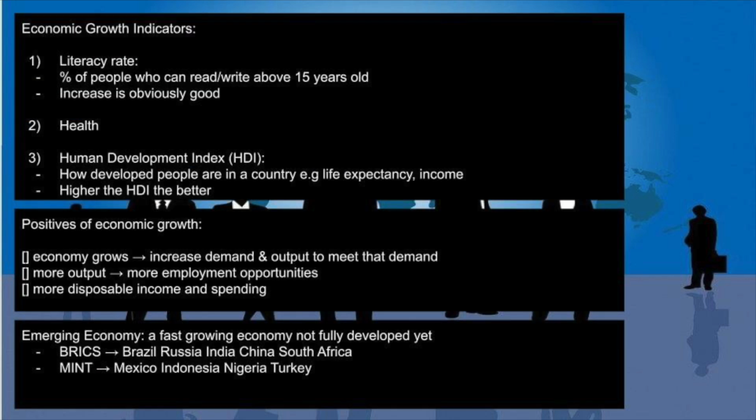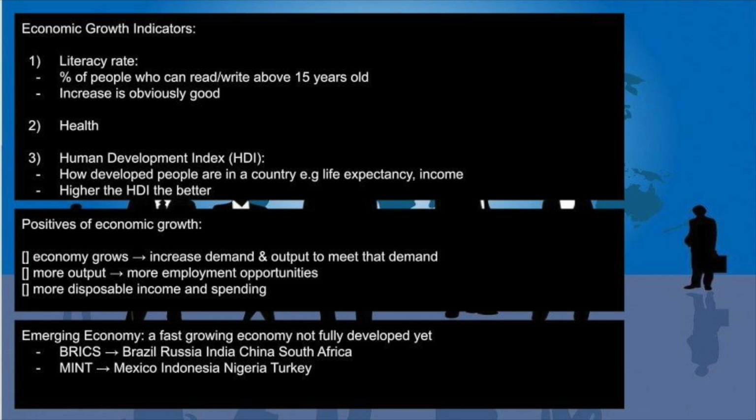And finally, the last few indicators for economic growth. Literacy rate, of course, people who can read and write above 15 years old. If this increases, it's good. Health rates, if your country's healthy, people are working, economic output increases. Human Development Index, this basically looks at how developed people are in a country: life expectancy, income, health, education, stuff like that. The higher the better. You don't really need to worry about how to calculate it, it's just a sort of indicator that might get spoken about in a case study.